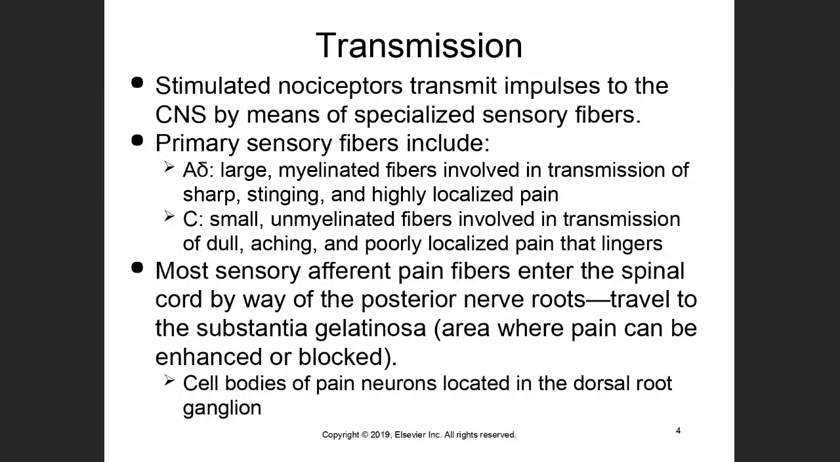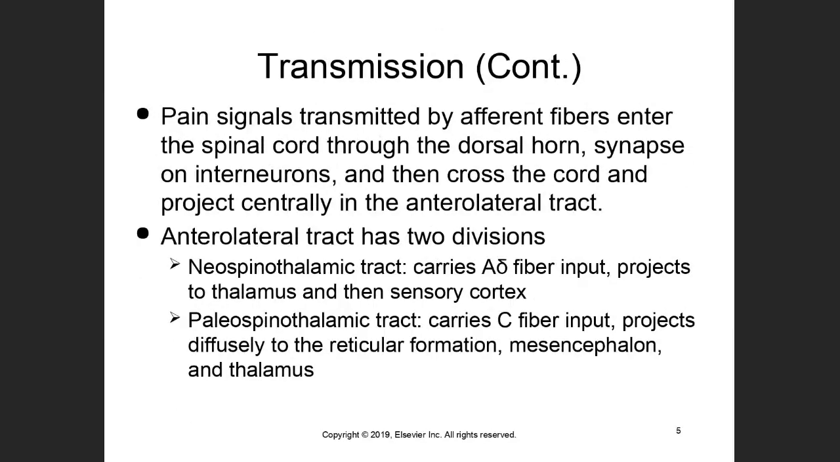Transmission: the pain signal is transmitted by afferent fibers that enter the spinal cord at the dorsal horns, synapse with interneurons, and then cross the cord and project centrally in the anterolateral tract. The anterolateral tract has two divisions: the neospinothalamic tract and the spinothalamic tract. The first one carries the A fibers and the second one carries the C fibers.